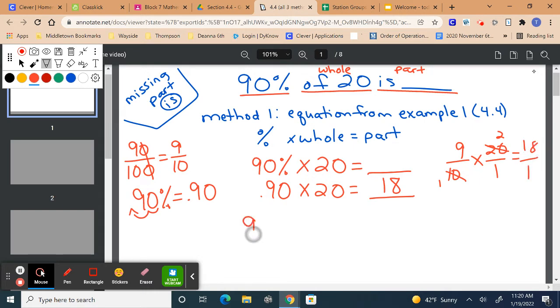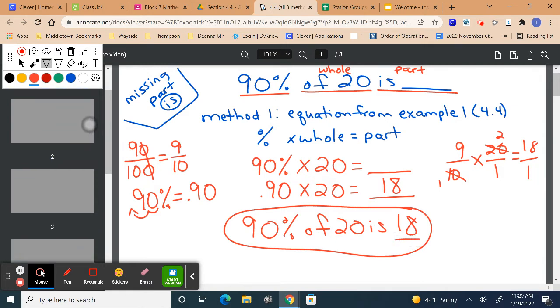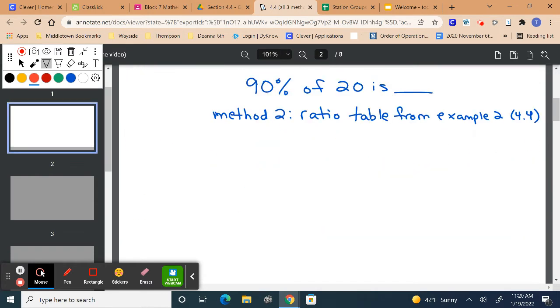And then always remember, you need to rewrite the problem. So 90% of 20 is 18. And then underline what the problem was missing, and then circle it. So that was method 1. We're going to do the exact same problem.